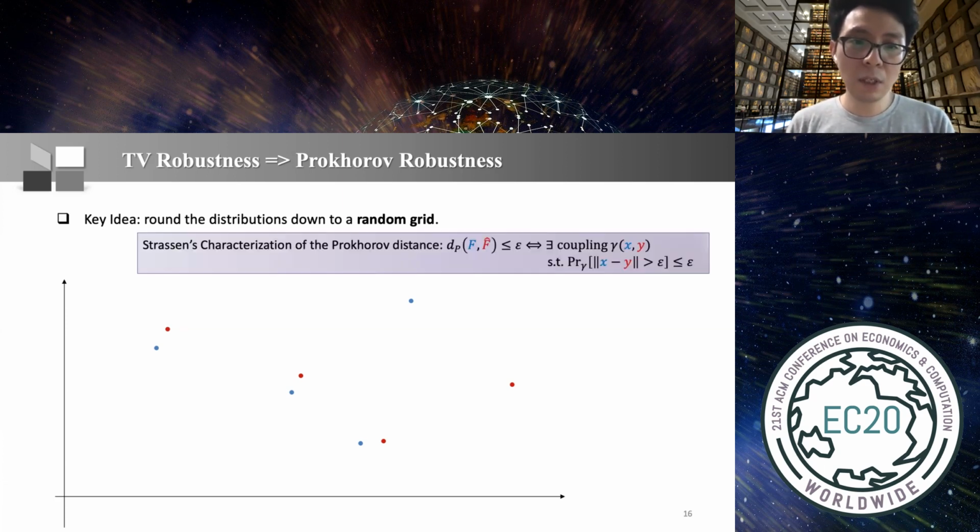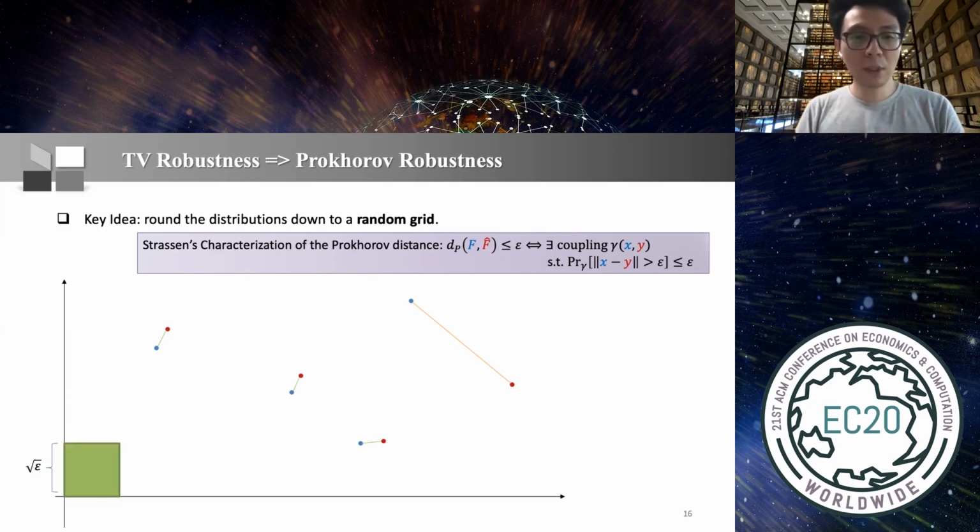First, let me tell you Strassen's characterization of the Prokhorov distance. If these two distributions are close in Prokhorov distance, that means you can have a coupling such that the two coupled points have distance more than epsilon with probability less than epsilon. Let me show you the coupling. The two points are coupled together using a green line if their distance is less than epsilon. They're joined by an orange line if their distance is more than epsilon.